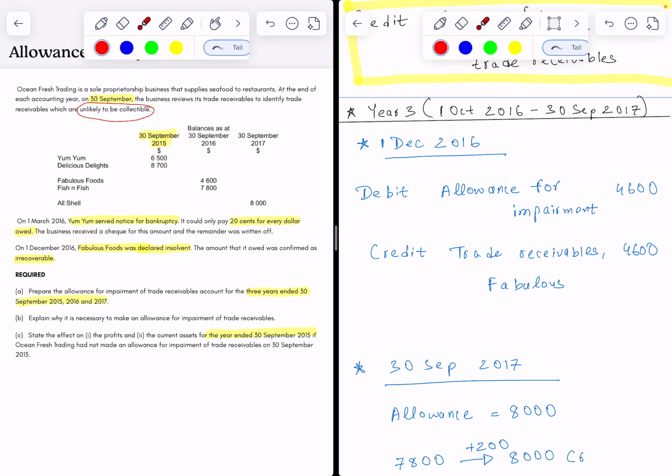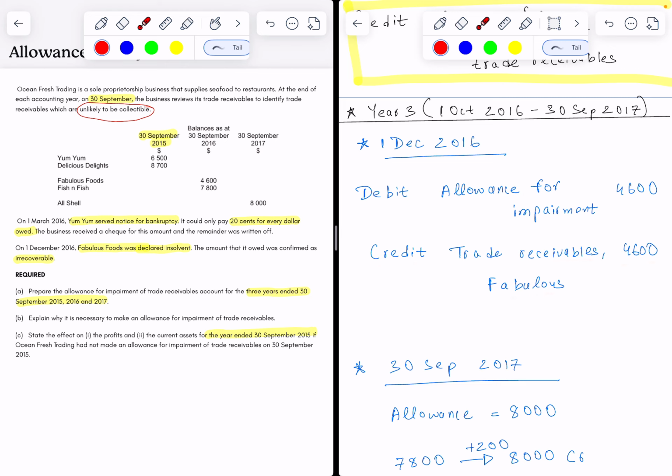So they owed us $4,600, right? So we're not getting any of this amount. All right. So if we want to journalize this event on 1 December 2016, first of all, we understand that Fabulous Foods was originally a credit customer, also known as a trade receivable. Trade receivables are current assets of the business. Now that Fabulous Foods has confirmed that they're unable to pay this amount, we have to reduce this asset. And when we are reducing assets, we have to credit it. So we are crediting trade receivables, specifically the account for Fabulous, by $4,600.